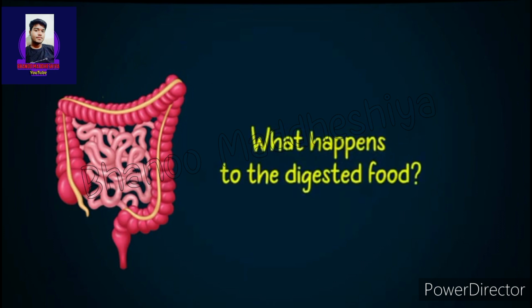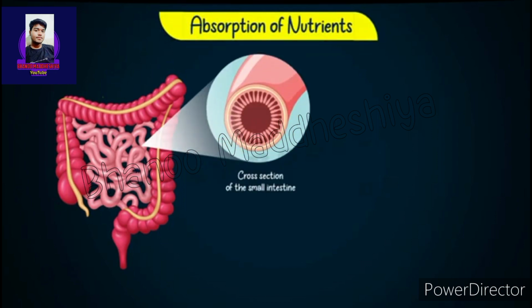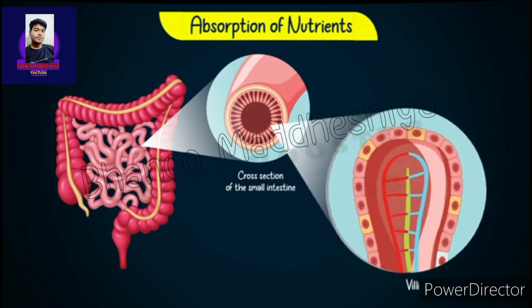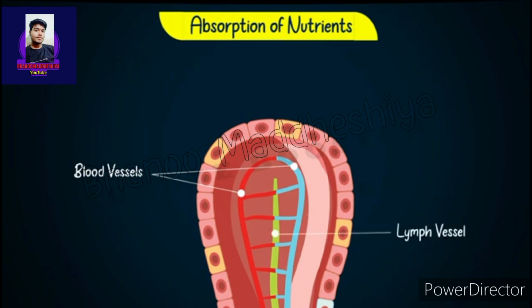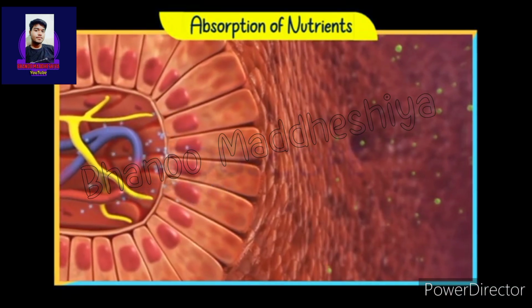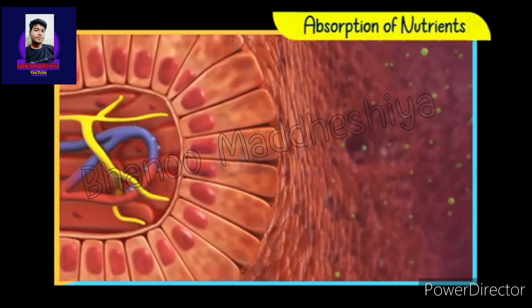What happens to the digested food? The nutrients from the digested food is absorbed into the walls of the small intestine. The inner lining of the small intestine has finger-like projections called as villi. Each villi is richly supplied with blood vessels and lymph vessels. The digested nutrients are absorbed into the villi and get supplied to different parts of our body.